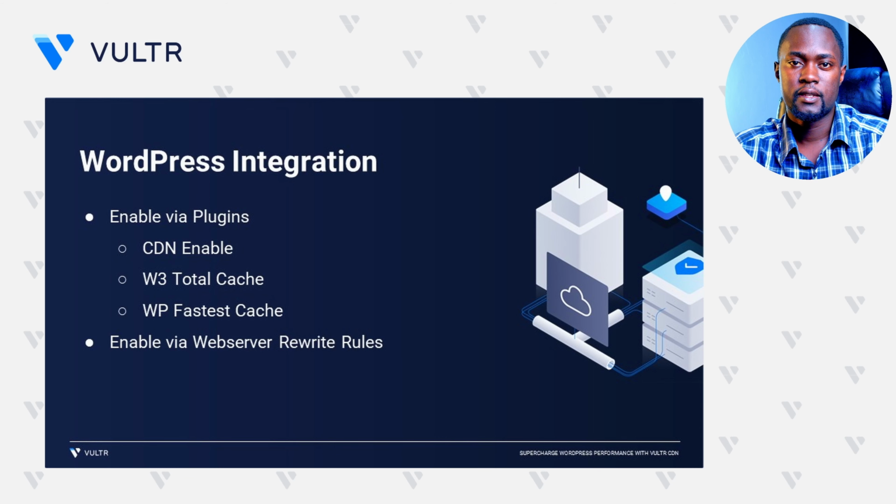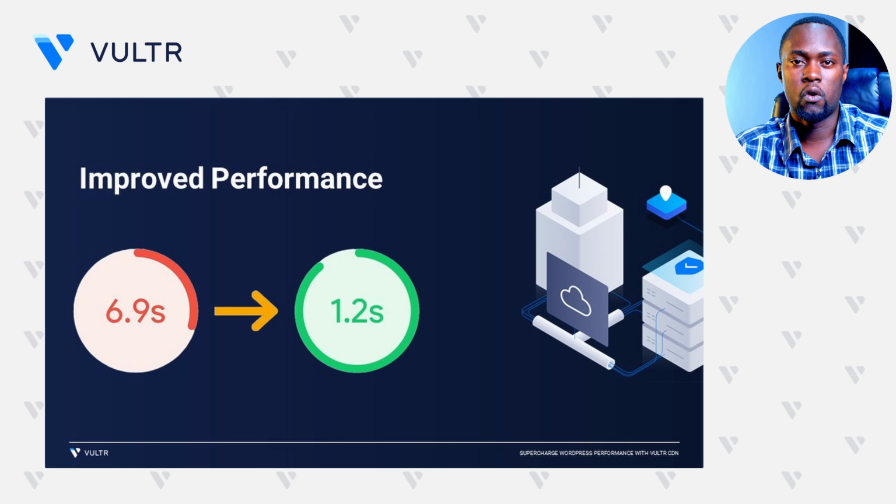In order to integrate Vultr CDN into your existing WordPress setup, you can use plugins such as CDN Enabler, W3 Total Cache, WP Fastest Cache, among others that you may find in the WordPress plugins repository, or enable rewrite rules in your web server configurations to match specific file requests to your Vultr CDN URL. By doing this, your WordPress site will benefit from improved performance.